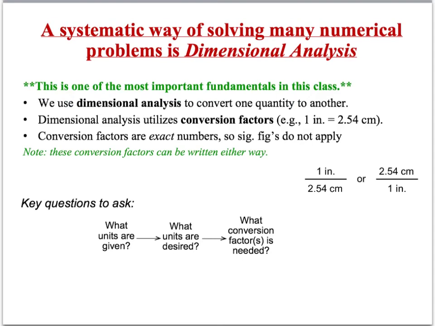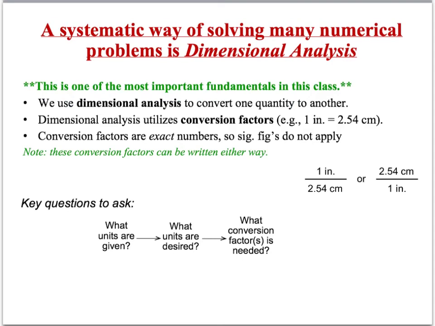Alright, so the last topic of this video is dimensional analysis, and it's one of the most important concepts in this class. Dimensional analysis is just a conversion from one unit to another using a known conversion factor. A conversion factor is an exact number, so we don't actually need to worry about significant figures, which can also be called sig figs. So an example of a conversion factor is that in 1 inch there's 2.54 centimeters, right?